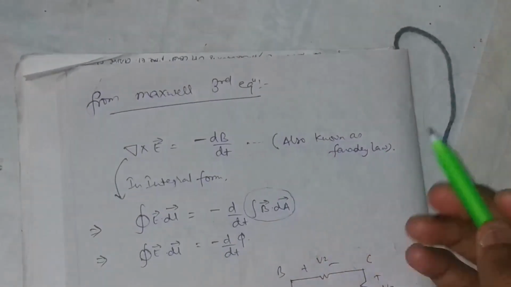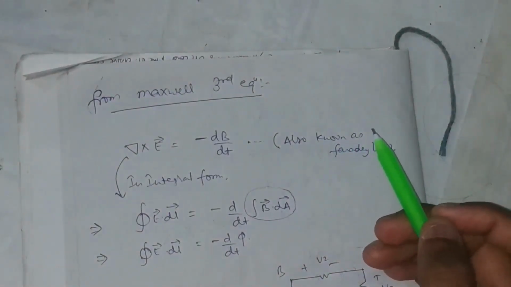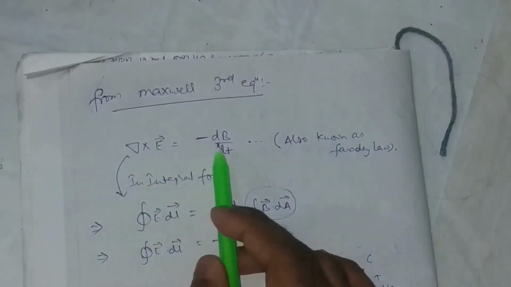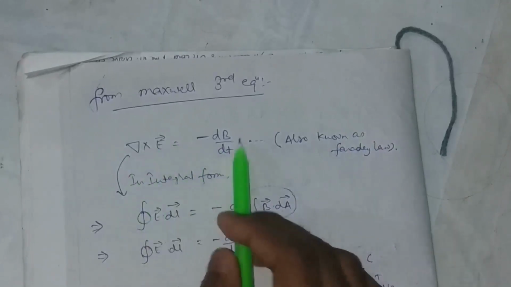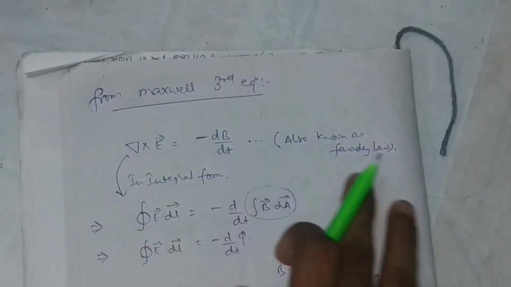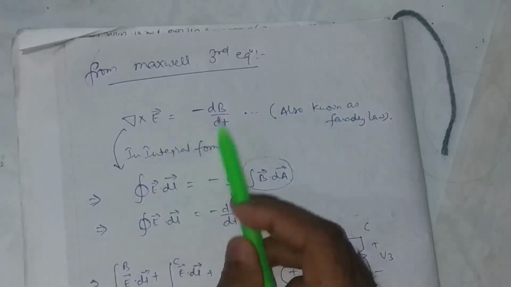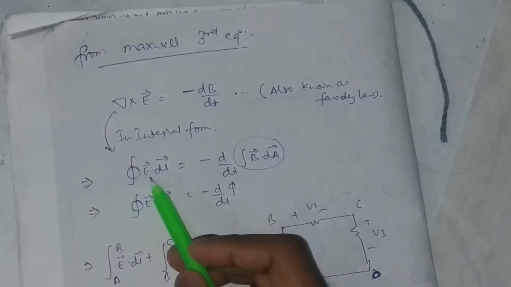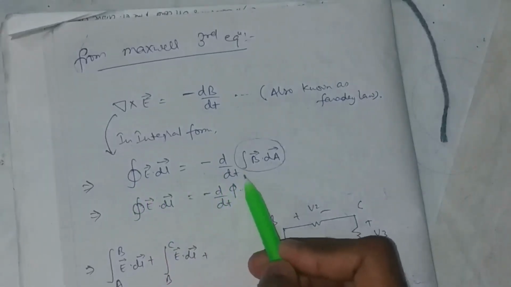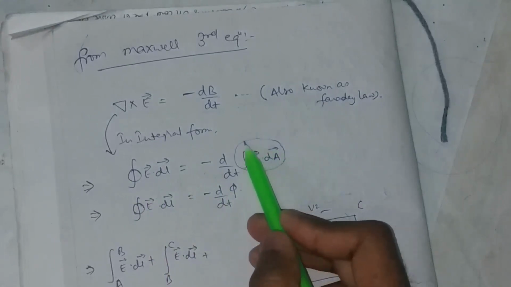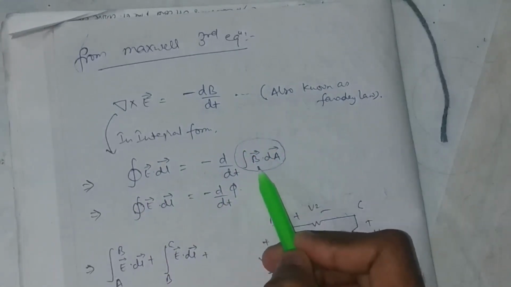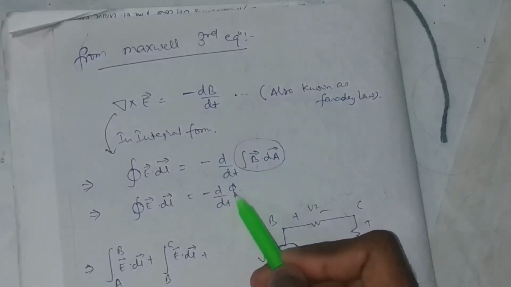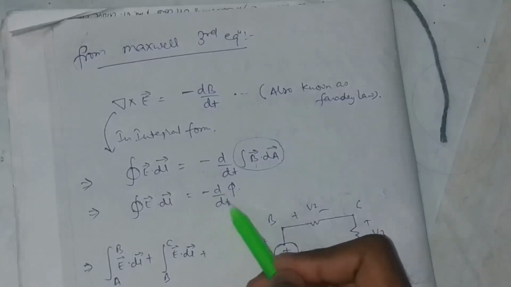Okay, let's see the derivation of KVL from the Maxwell equation. Basically KVL is derived from Maxwell's third equation, which says that the curl of the electric field equals minus dB upon dt. If you don't understand this, don't bother about it, because we can write this whole equation in integral form: the closed line integral of E dot dl equals minus d by dt of the integration of B dot dA. The integration of B dot dA is flux density. If you integrate flux density over area, you get flux. So this is basically minus d phi upon dt.